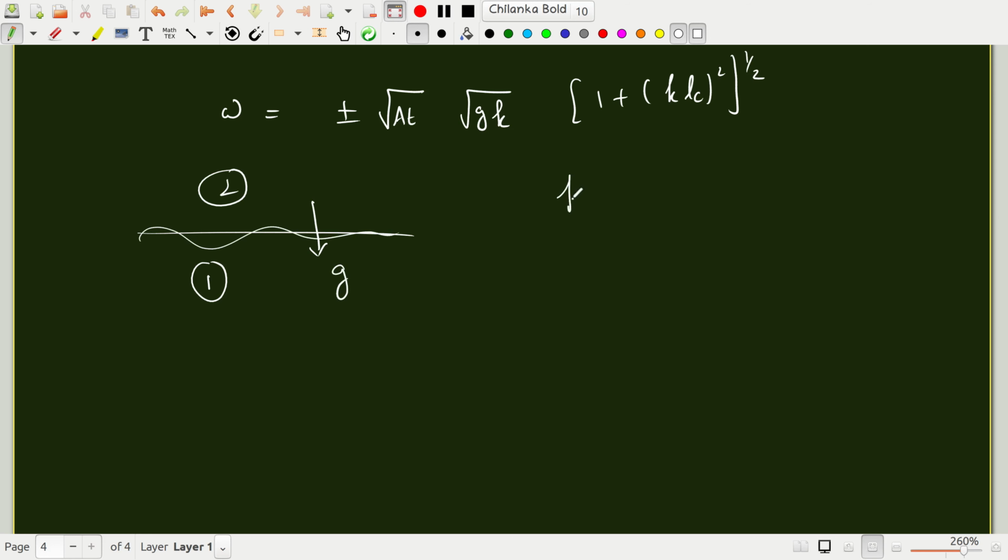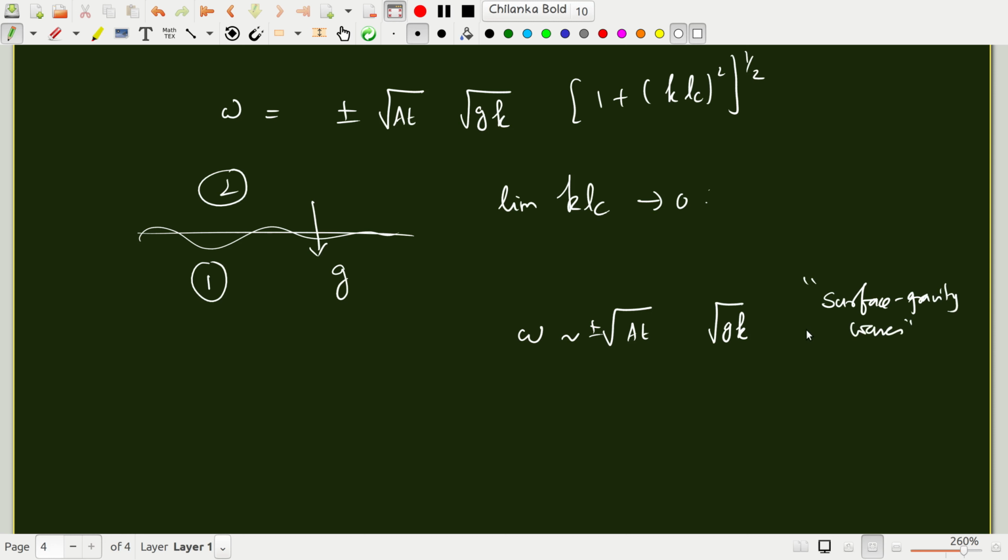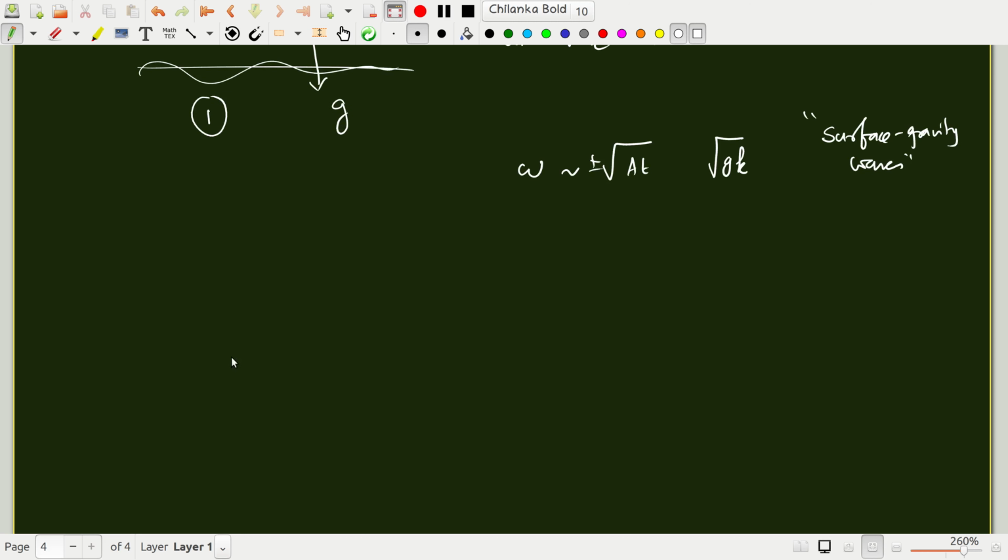Okay, so let's consider the limit k LC going to 0. Then this term gets dropped out compared to this. So omega is approximately plus or minus square root of Atwood number times gk. Surface tension drops out of the frequency of oscillations. These are called surface gravity waves. These are caused purely by a competition between the inertia of the system and the gravity, which is acting as a stabilizing agent. So there are just pure oscillations because you have no viscosity in the system.